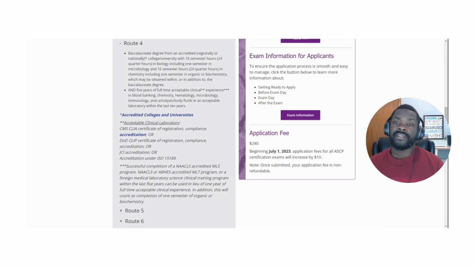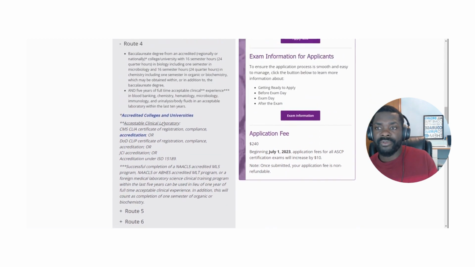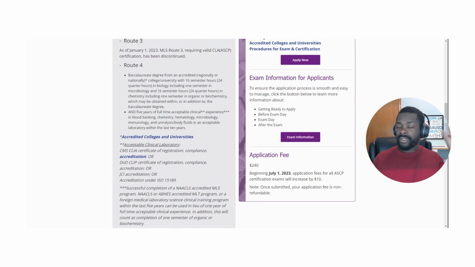All right. So what does this mean? People always get confused when they see Route 4 and Route 1. Basically, what these two mean is Route 1, go have your bachelor's degree and go into an MLS program, and then you're eligible.